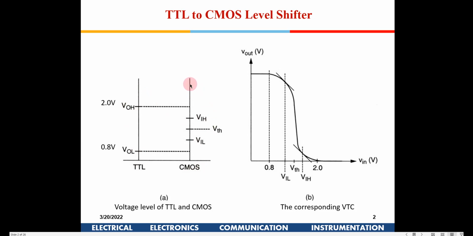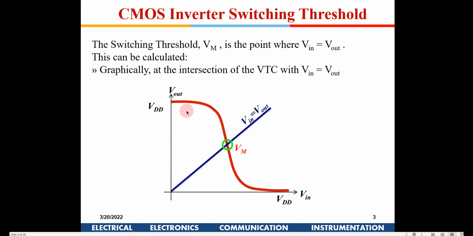I cannot keep the threshold voltage as 2.5 volt, right? Then this won't work properly. If I keep a threshold voltage of 2.5 volt, and the output from the TTL is 2 volt, it may not take it as 1 at all, because you are set at such a high threshold voltage. So when you are integrating TTL with CMOS, it is best to have the CMOS inverter threshold exactly in between 0.8 and 2 volt. Okay, so that is what an inverter threshold is.